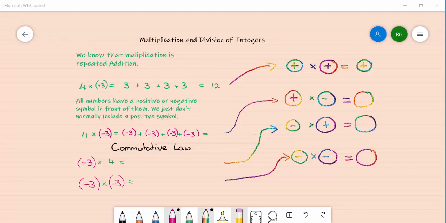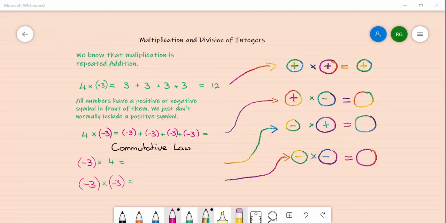All numbers have a positive or a negative symbol in front of them. We just don't normally include a positive symbol. So where I've written the number 4, we don't bother writing positive 4, because we just assume that all numbers are positive unless we say otherwise.